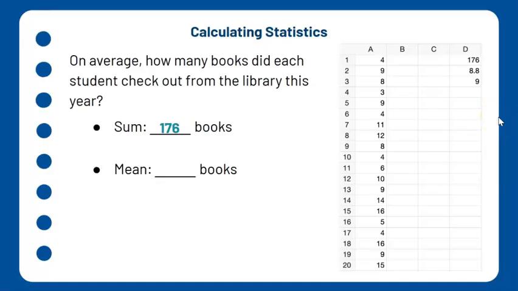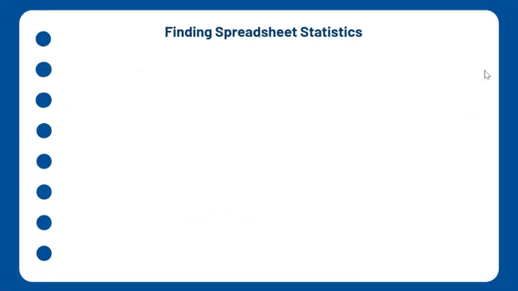What is the mean of the dataset? The formula typed in cell D2 calculates the mean of the dataset, which is 8 8/10. Lastly, the formula typed into cell D3 calculates the median of the dataset, which is 9. The mean, 8 8/10 books, tells us the average number of books each student checked out from the library this year. Certain spreadsheet apps like GeoGebra have additional features that can calculate statistics for us without typing in formulas.